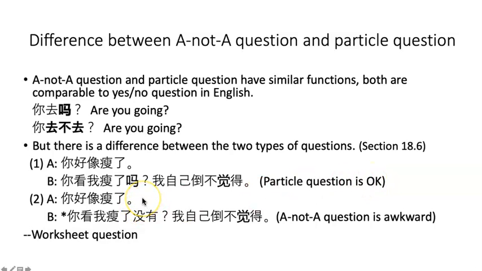Let's look at the same context, the same comment from A. 你好像瘦了.